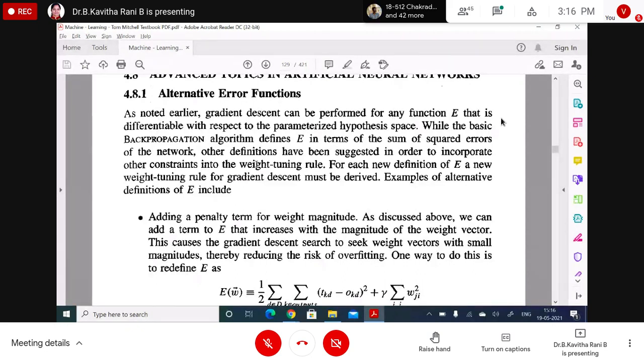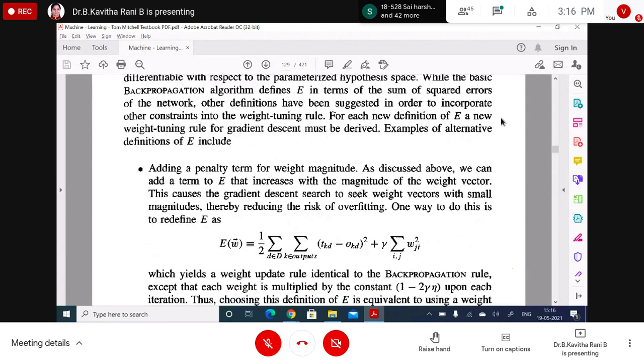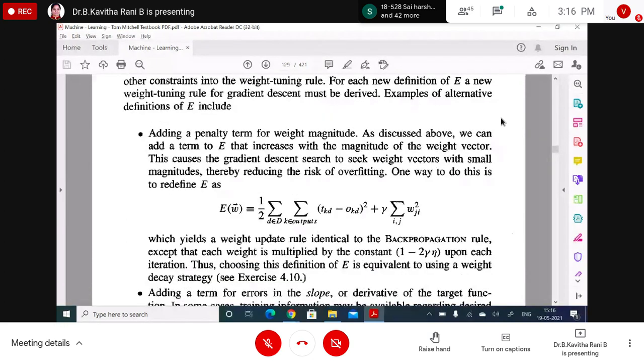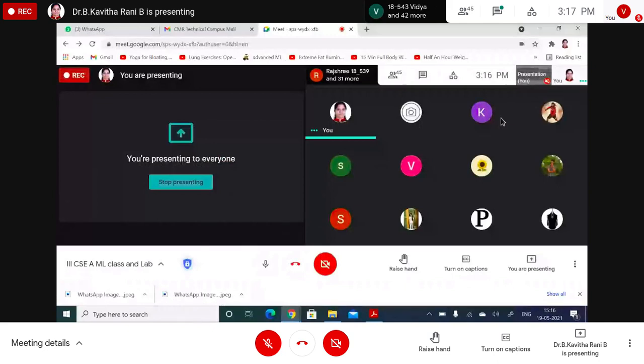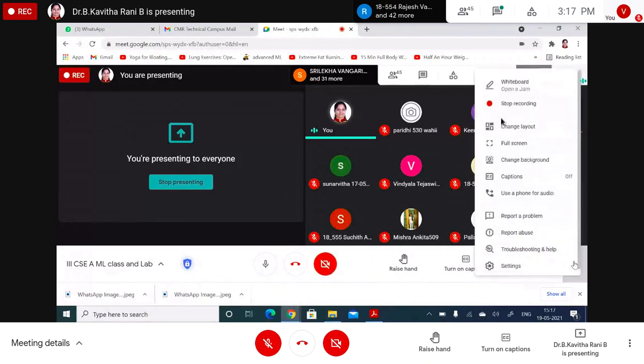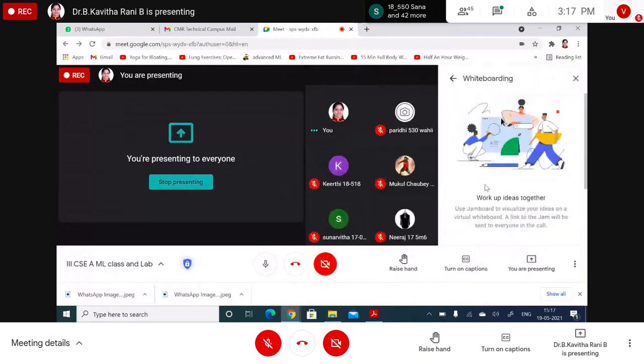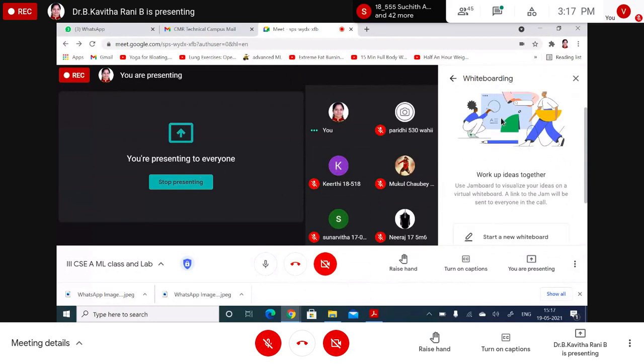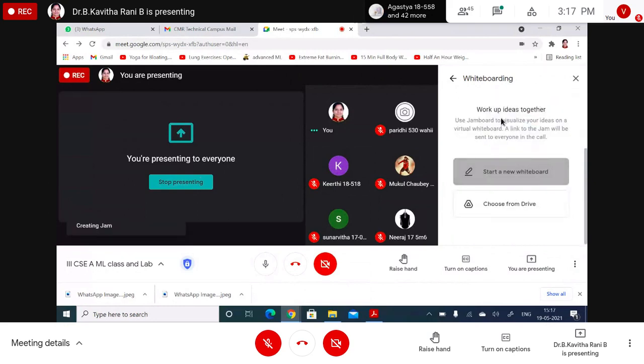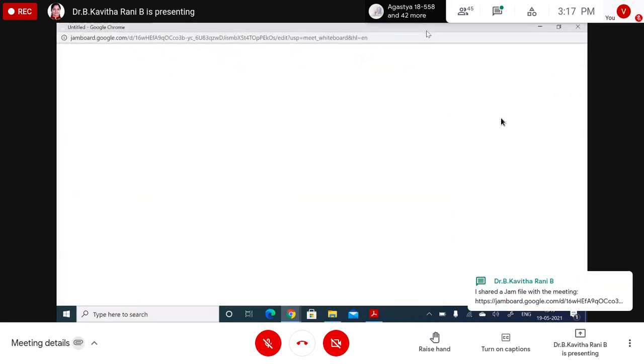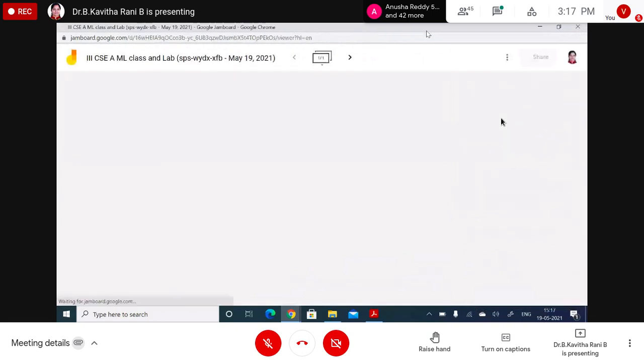So what is happening here? In this case, we add a term to E. Here you can see one formula, E of W vector, where W vector is the vector of weights. I'll show you that formula. So what is the formula which we have used till now?